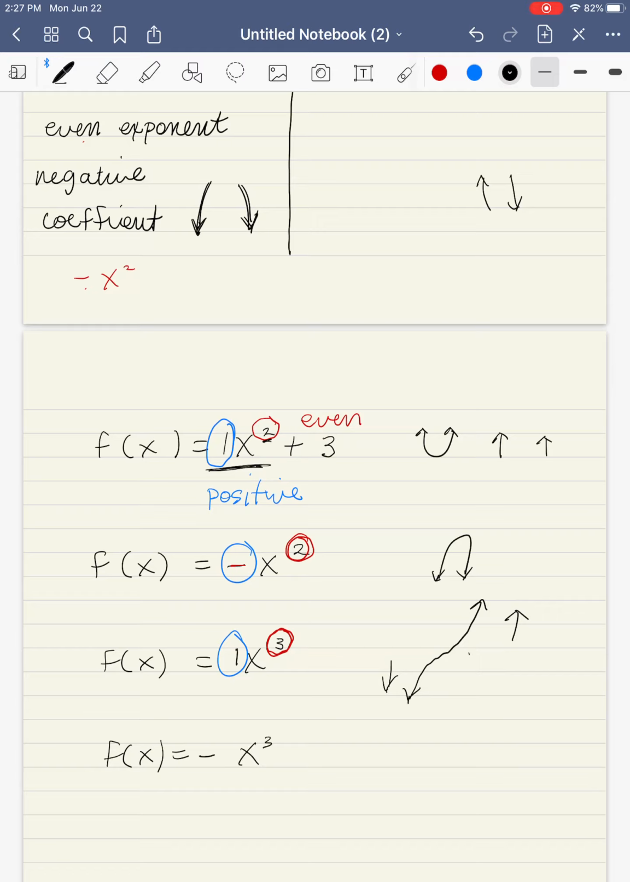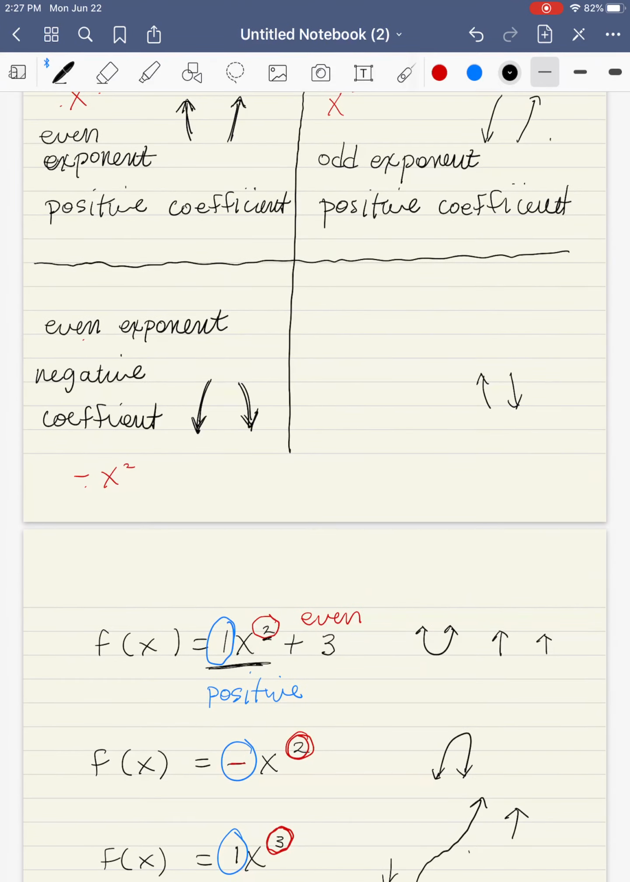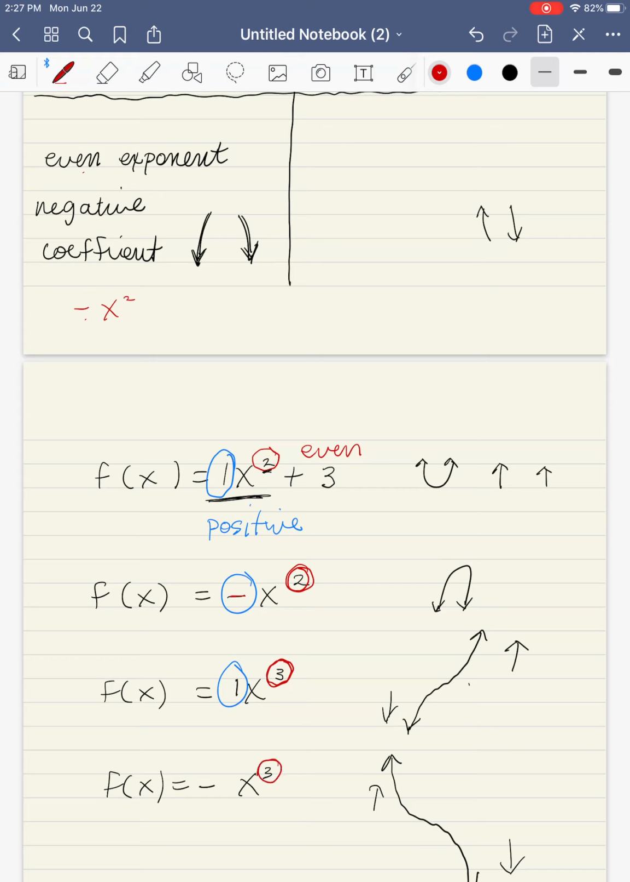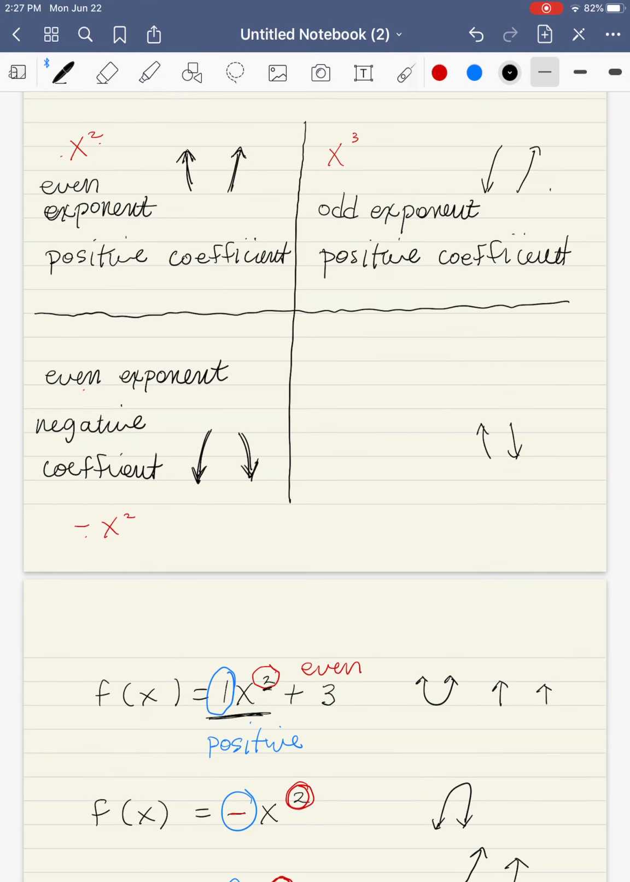And if we look at f of x is equal to negative x cubed, remember that reflects this one, so it's going to reflect in this direction, and we are up left, down right, which is this fourth case, and we have an odd exponent and a negative coefficient. So negative x cubed is going to serve as the model for this one.